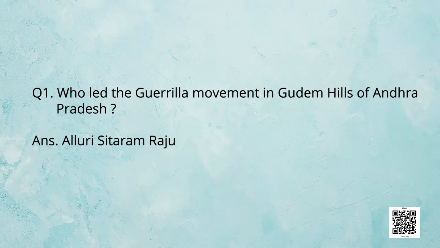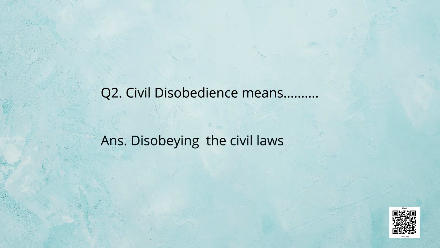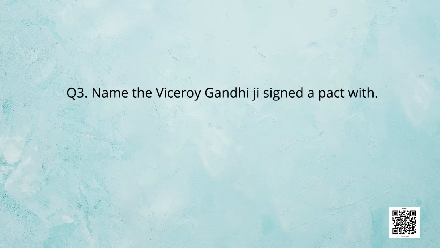The answer is Alluri Sitaram Raju. The next question is, civil disobedience means? The answer is disobeying the civil laws. Now let's take a look at the next question. Name the viceroy Gandhiji signed a pact with. And the answer is yes, Lord Irwin.